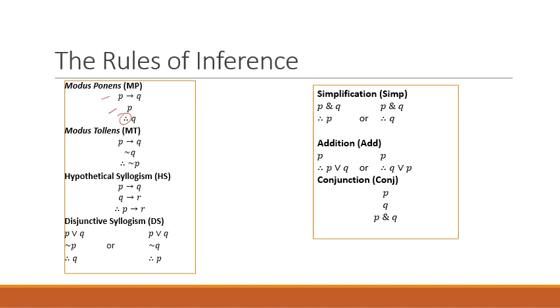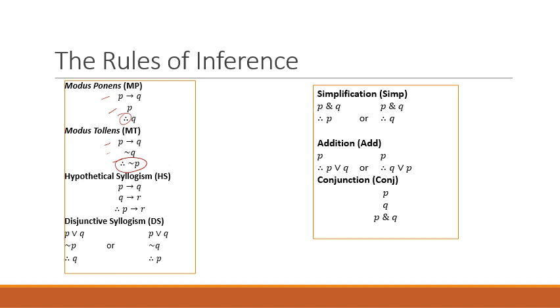Similarly with modus tollens, the rule tells us that if you have a conditional and you have the denial of the consequent of that conditional, or the negation of the consequent, then you can derive the negation of the antecedent. So again, you need these two lines somewhere in your proof. But if you have them, then you can do this derivation. That's what the rule says.